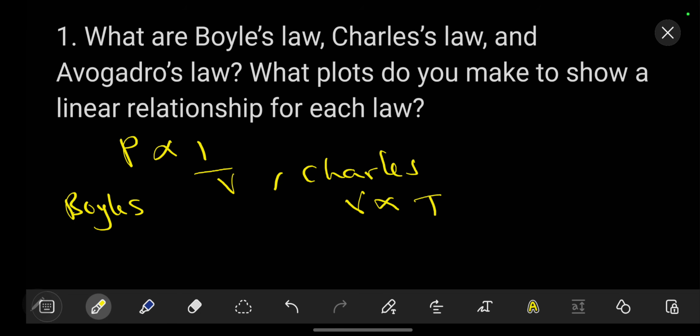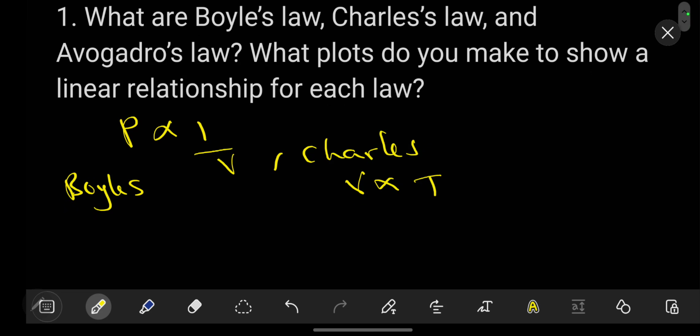Now we also have Avogadro's law. Avogadro's law simply states that the number of moles is directly proportional to the volume. This means that if the number of moles contained in a substance increases, the volume will also increase, because the mole is the amount of substance present.